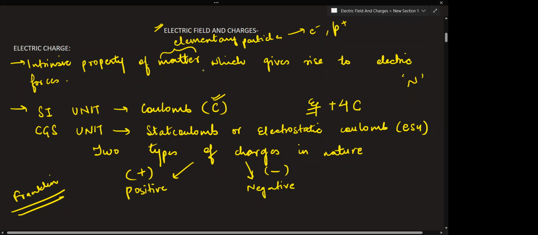So it is because of these electric charges that various objects exert strong electric forces of attraction or repulsion on each other. So ultimately, if I give you the definition, electric charge is an intrinsic property of elementary particles of matter, which gives rise to electric forces between various objects. And remember one more thing, it's a scalar quantity. I hope you remember the difference between scalar and vector quantities.